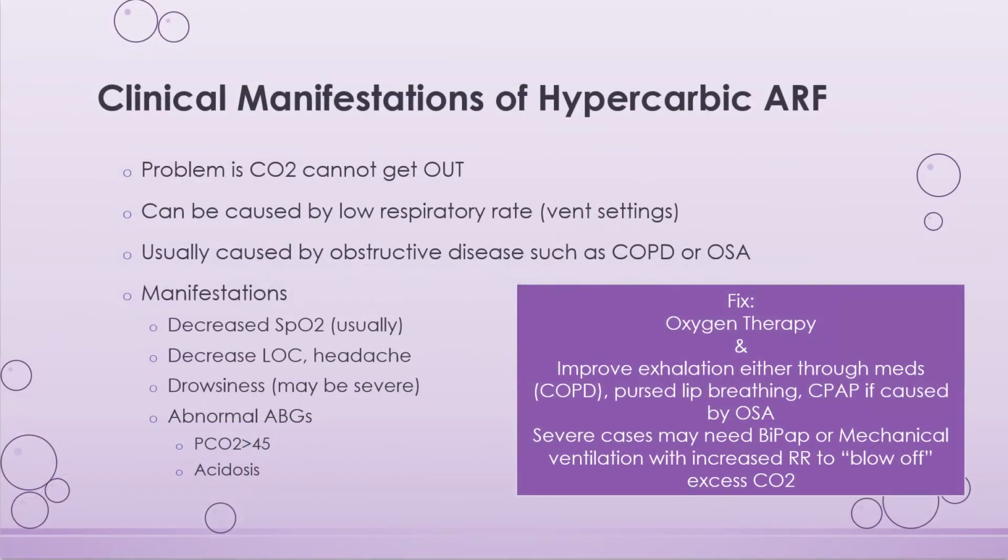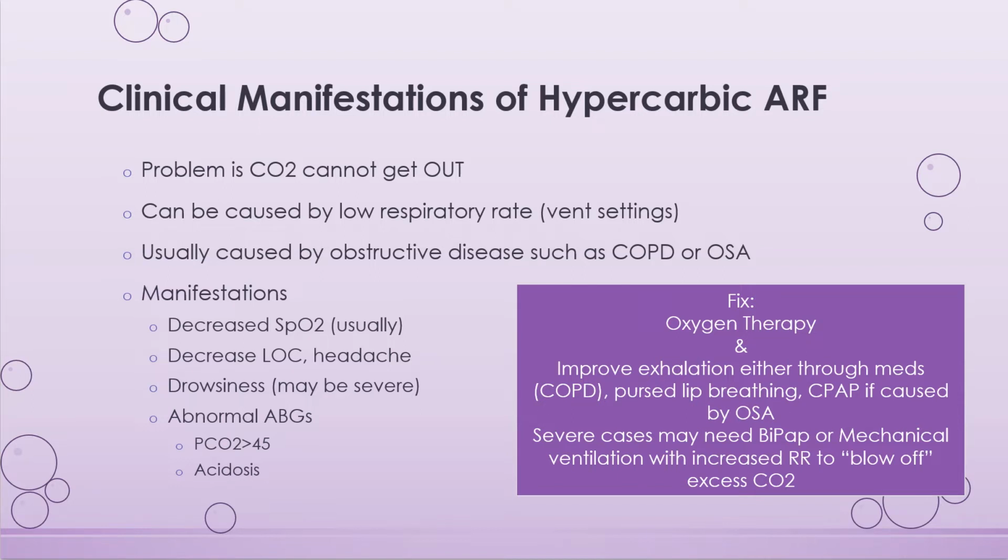So now we were talking about clinical manifestations of hypoxemic or low oxygen acute respiratory failure. Now we're going to talk about hypercarbic or high CO2 levels, all right? And the problem here is that CO2 can't get out. It can be caused by a low respiratory rate. Sometimes we do this with vent settings inadvertently, but it's usually caused by obstructive disease such as COPD or obstructive sleep apnea.